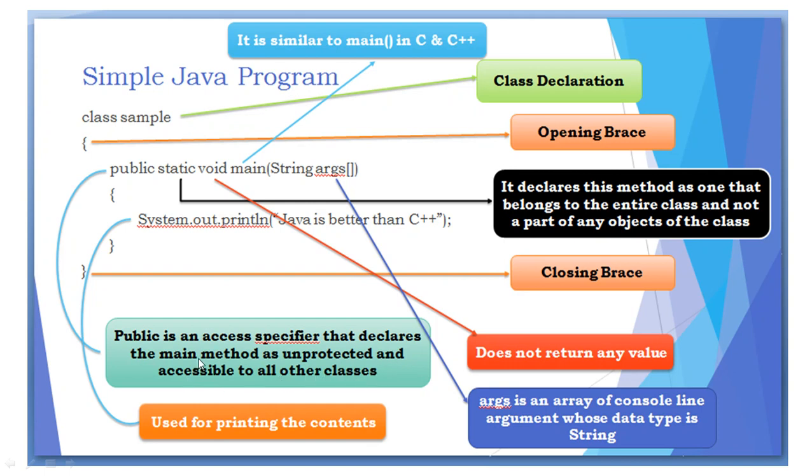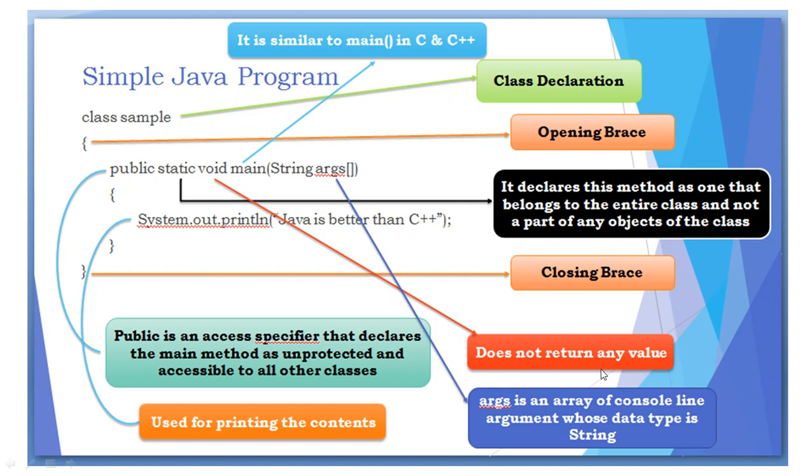There are basically three categories: one is public, second is private, and third one is protected. And we are using public because we are making this function accessible for all other functions or all other methods. What is the meaning of static? Static declares the method as one that belongs to the entire class, but not a part of any object of this class. It is only related to the complete class, not related to any object.